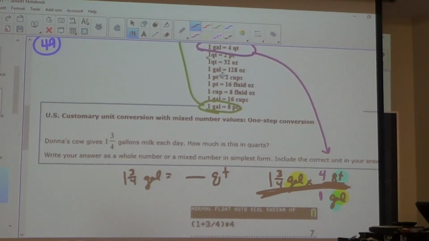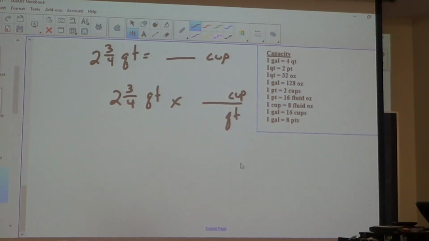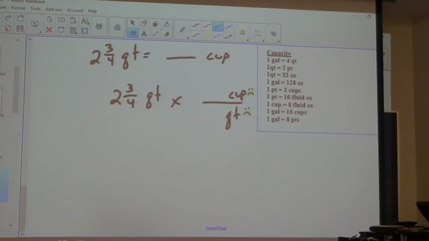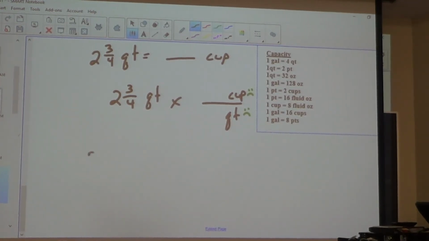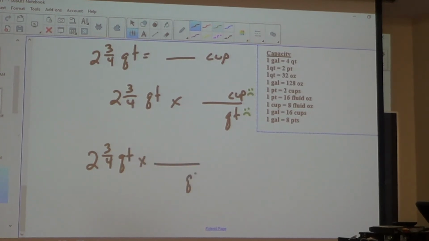We have been so lucky with all these other problems, because there was a conversion for them. There's quarts and gallons, there's cups, gallons, and pints. But for this problem, you don't have a quart and a cup. So what are we going to do? What are we going to use?